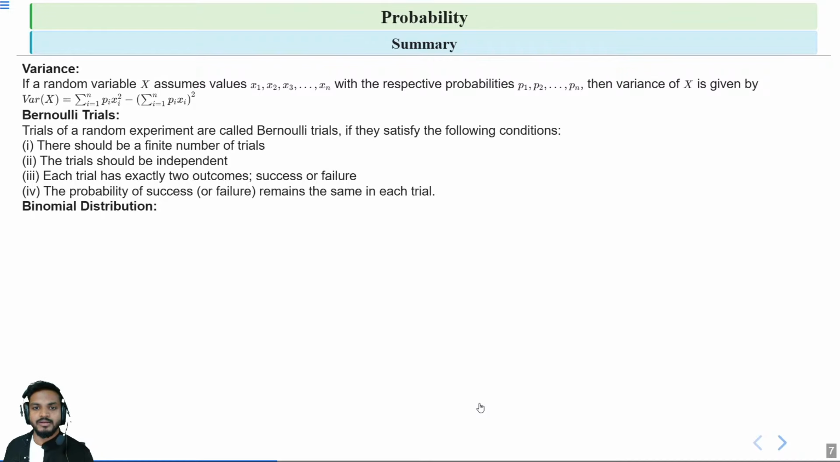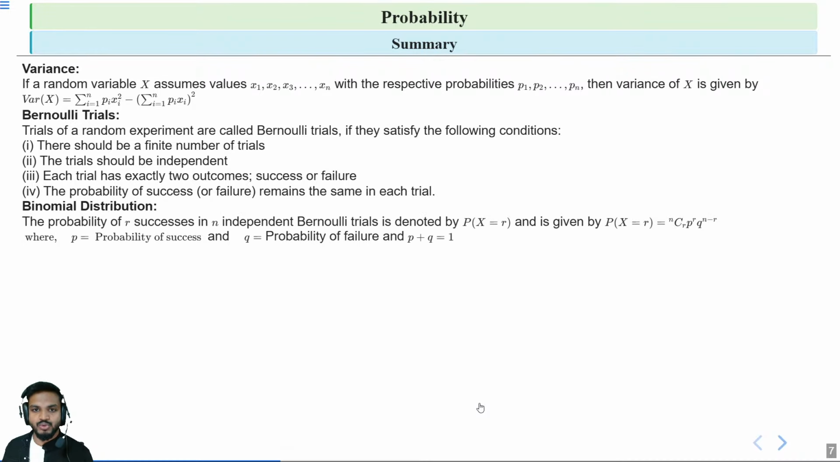Next is Bernoulli distribution. If we do n independent Bernoulli trials and we want to find the probability of our success, that means if we toss a coin n times, then what is the probability that you get r times head? That is given by probability of x equal to r, which is nCr p to the power r q to the power n minus r, where p is probability of success and q is probability of failure, and p plus q is equal to 1.